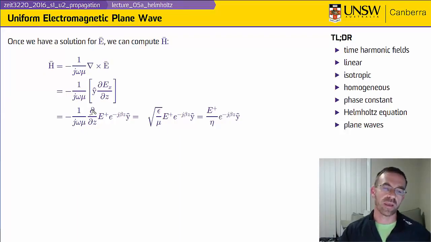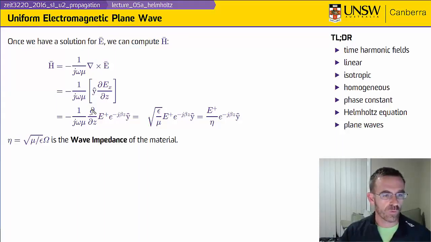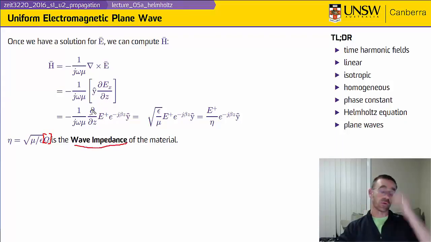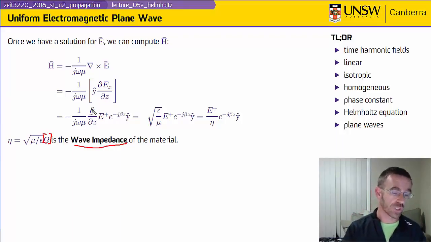And I can write that as the square root of epsilon over mu, and I'm going to capture this quantity as eta. So this quantity eta, which is the square root of mu over epsilon, is given in units of ohms. I should denote these as having units. So the square root of mu over epsilon has units of ohms, and we call that the wave impedance of the material. It tells us something about the relationship between the electric field and the magnetic field. In fact, it tells us about the ratio of the electric field to the magnetic field.